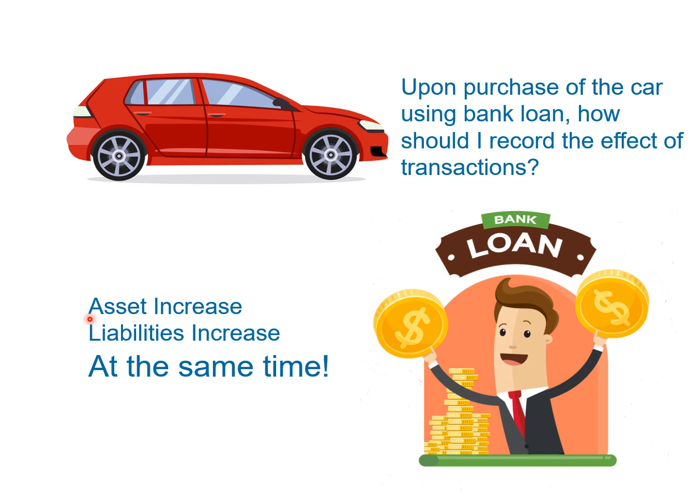So, I akan record sebagai asset increase. Asset ni referring to this car. Dan juga liabilities pun increase, referring to this bank loan at the same time. Okay, so balance lah my equation, right? So I akan meningkatkan asset. So my asset goes up. At the same time, my liabilities goes up. Asset here, liabilities here. Okay.